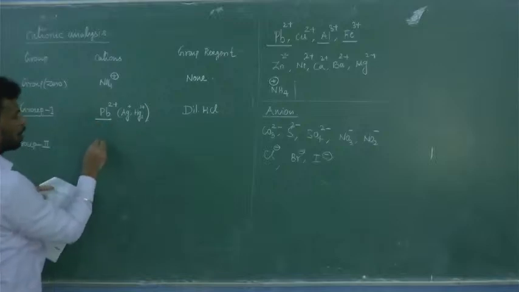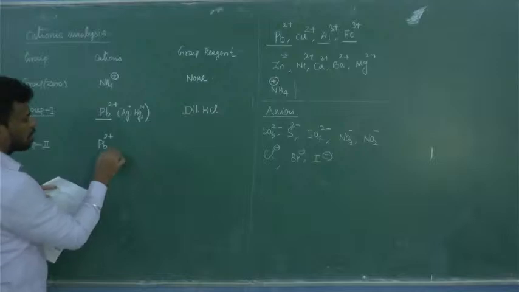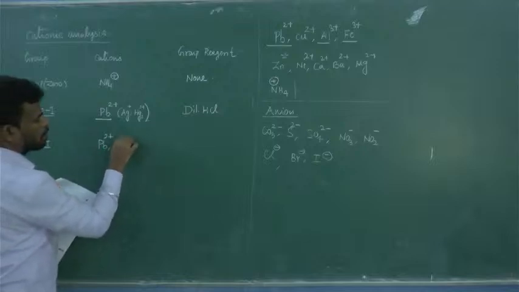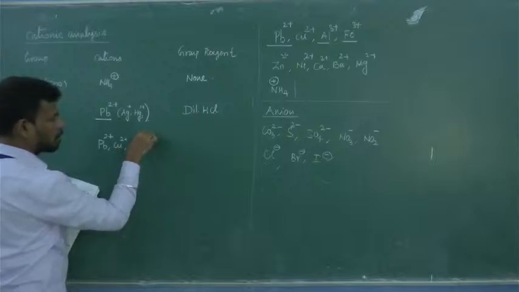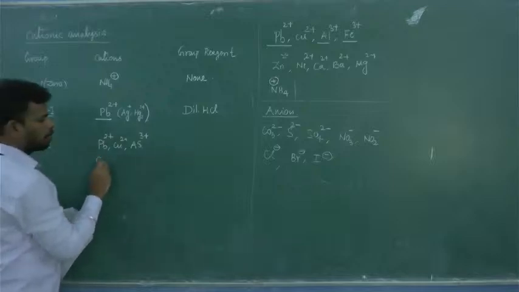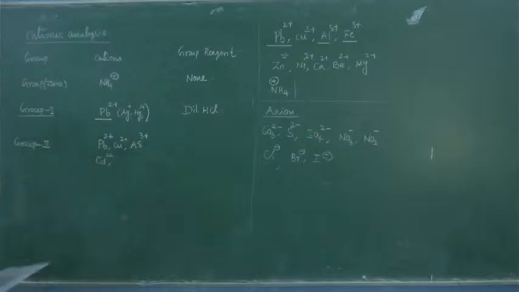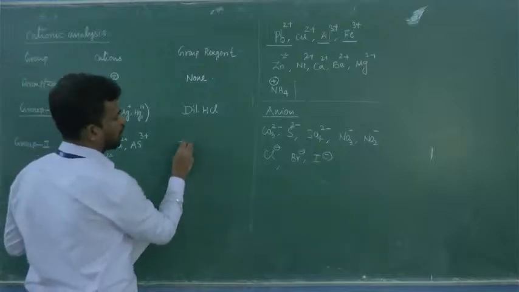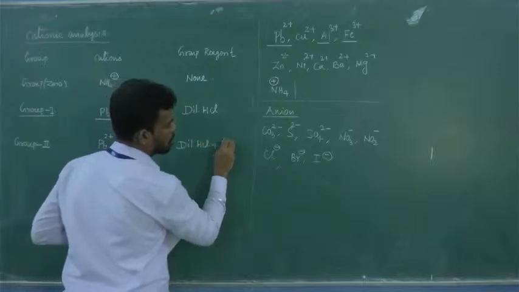Group 2 is going to be lead 2 plus as well as copper 2 plus as well as arsenic 3 plus. Is it clear? There are many cations. If you want to include, you can take cadmium 2 plus. The few we are going to discuss. In the group reagent, you have to take dilute HCl and you have to pass H2S gas.